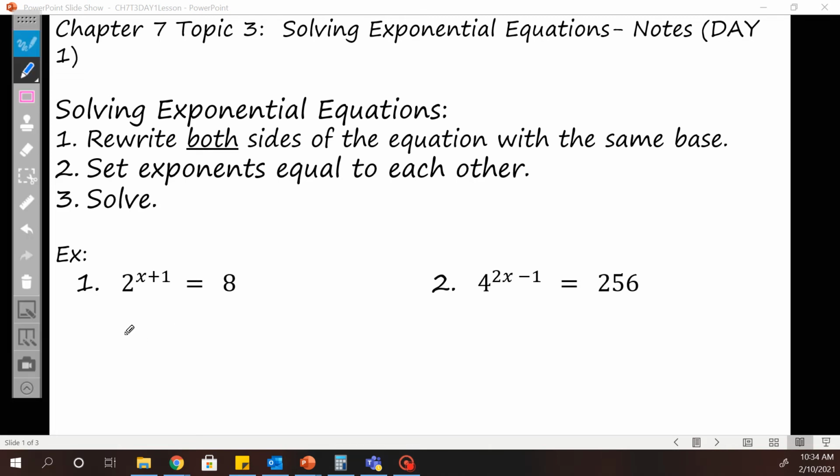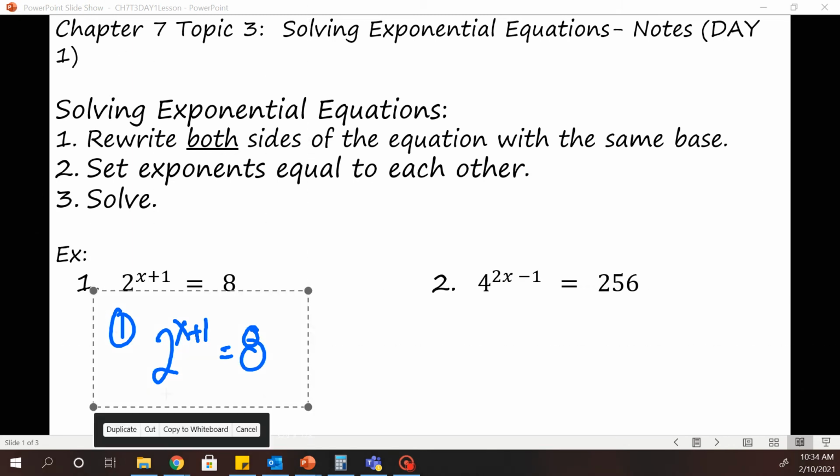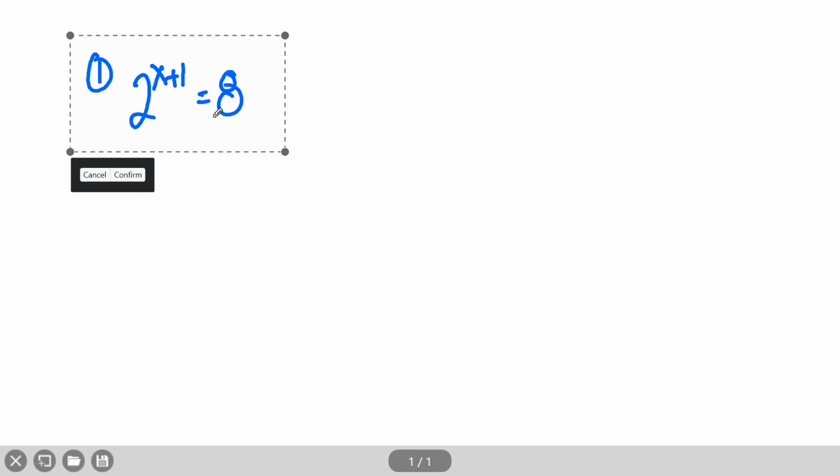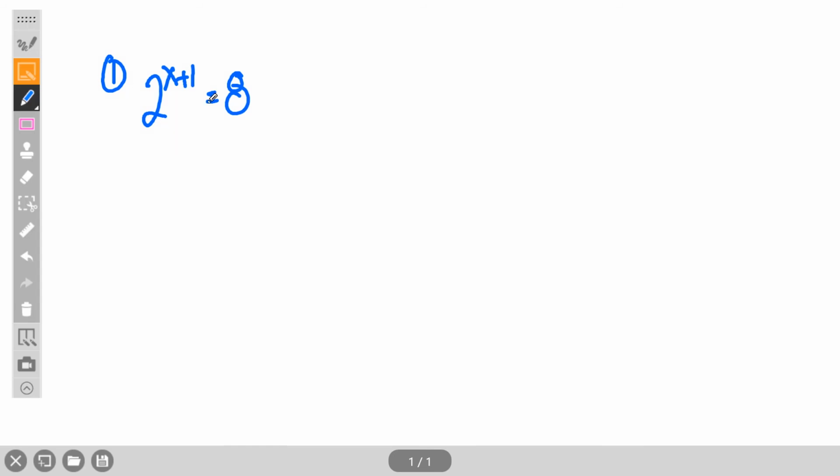Let's take a look at number 1. 2 to the x plus 1 is equal to 8. So the first thing we do is, we've got two sides here. The left side has a base of 2, the right side has a base of 8. First thing we want to do is express both sides using the same base. In this case, the easiest base will be the one we already have, which is 2. The left side is already expressed using a base of 2.